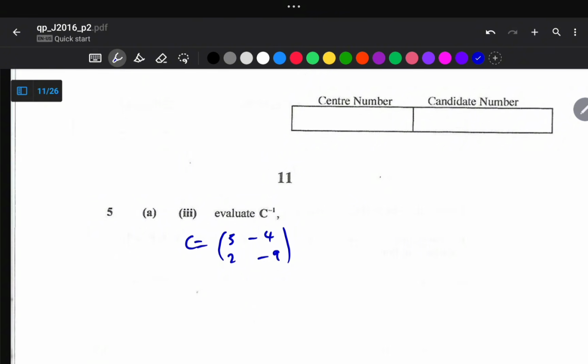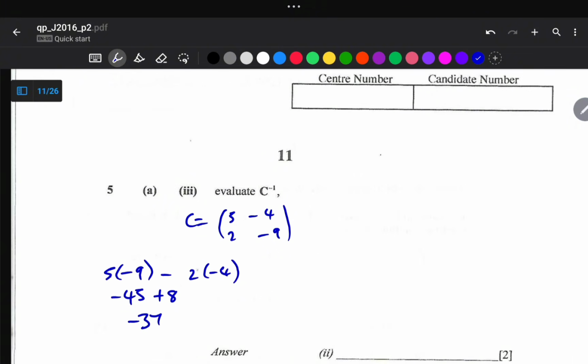So the determinant of this is 5 multiplied by -9 minus 2 multiplied by -4. So this gives us -45, and 2 multiplied by -4 gives us -8. So minus -8 gives us +8. So it is now -45 plus 8, which is equal to -37. Okay, so our determinant is equal to -37.